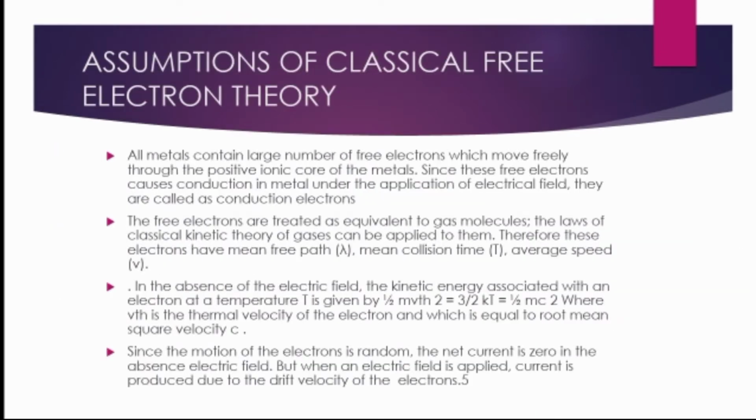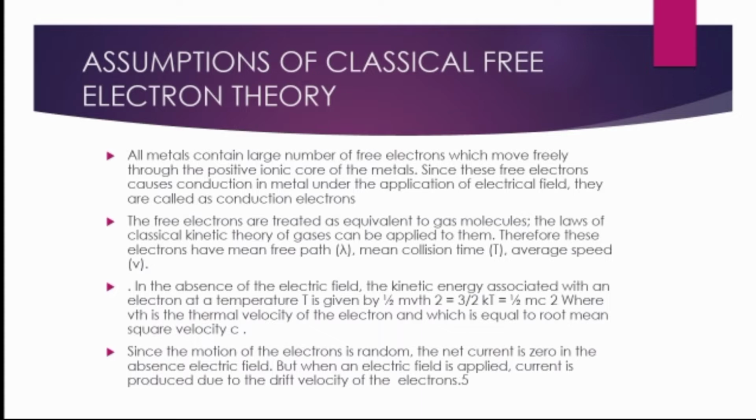Assumptions of classical free electron theory. All metals contain a large number of free electrons which move freely through the positive ionic core of the metals. Since these free electrons cause conduction in metal under the application of an electric field, they are called conduction electrons. The free electrons are treated as equivalent to gas molecules. The laws of classical kinetic theory of gases can be applied to them. Therefore, these electrons have mean free path, mean collision time, and average speed.